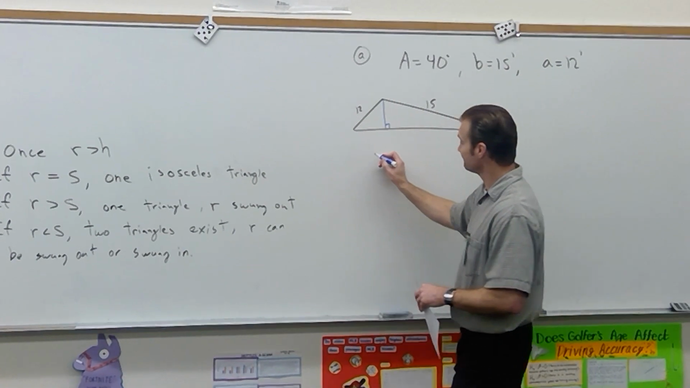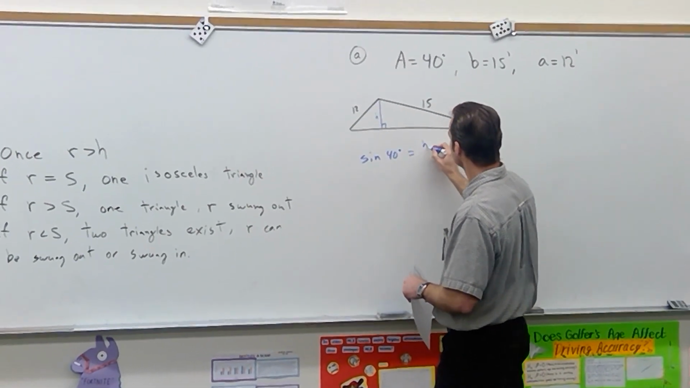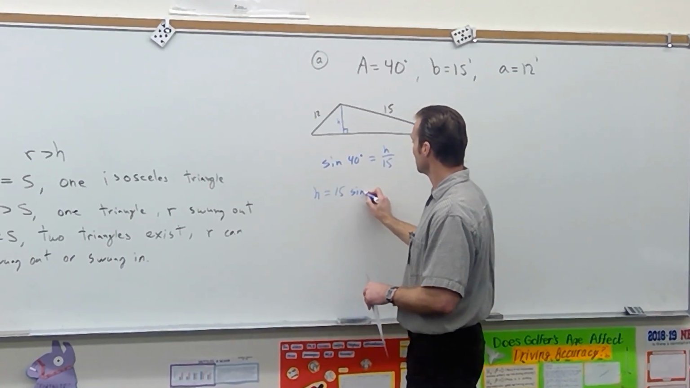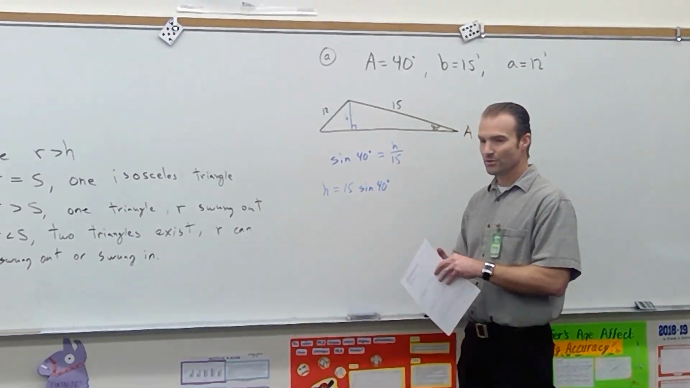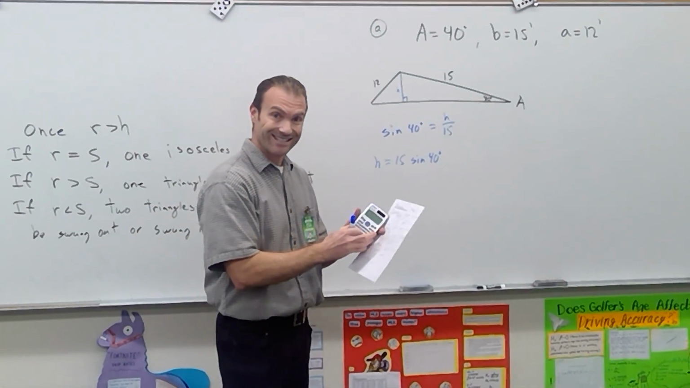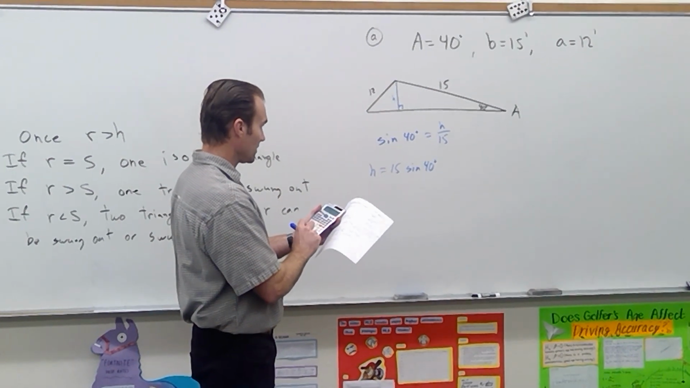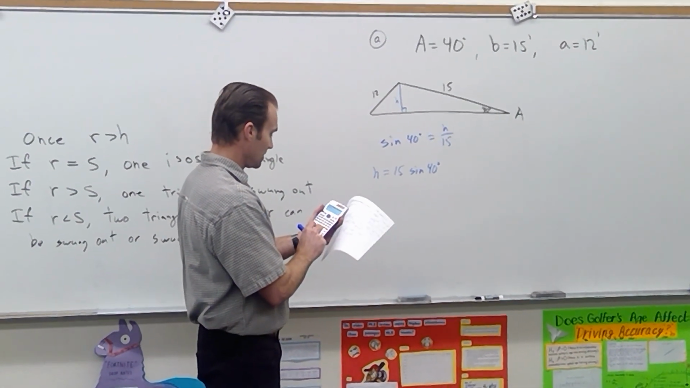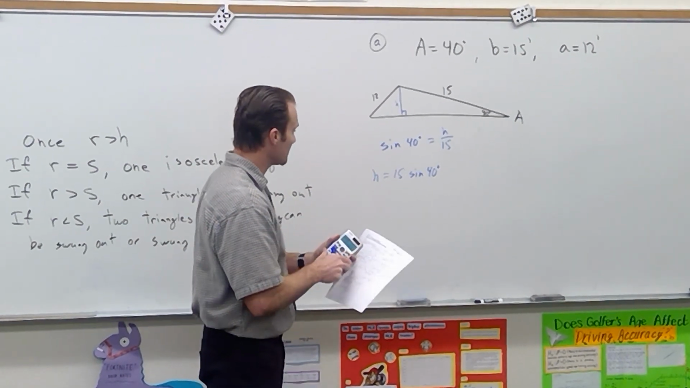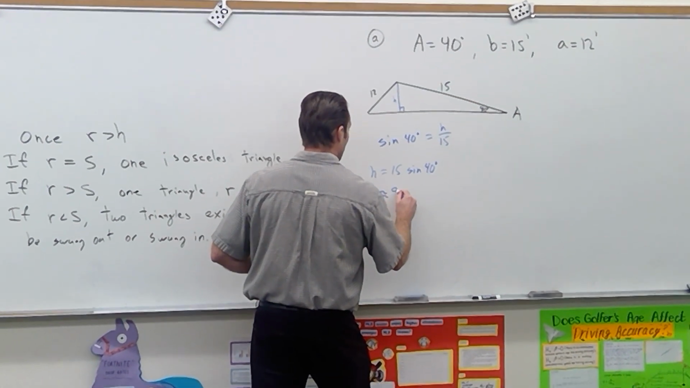So using sine, 40 degrees will equal this height divided by 15. So my height will equal 15 times the sine of 40 degrees. Now again, when you do this, please make sure your calculators are in degree mode. So your calculator should have a D or a DEG on the screen. And so sine of 40 times 15, I get 9.64 approximately.